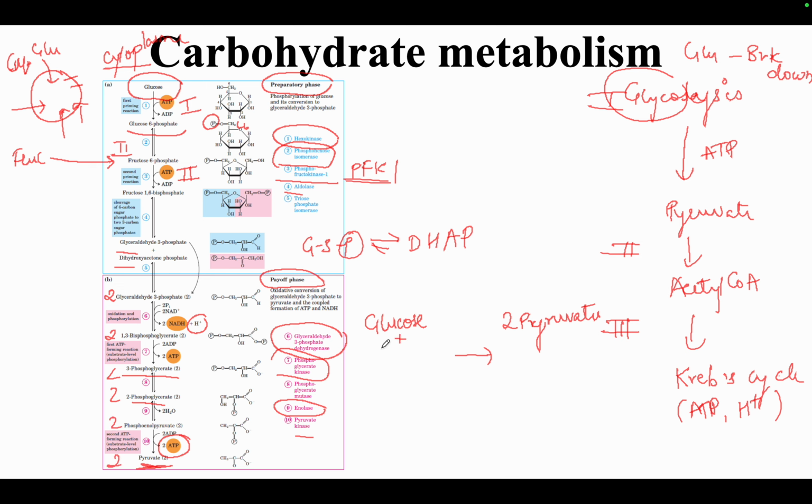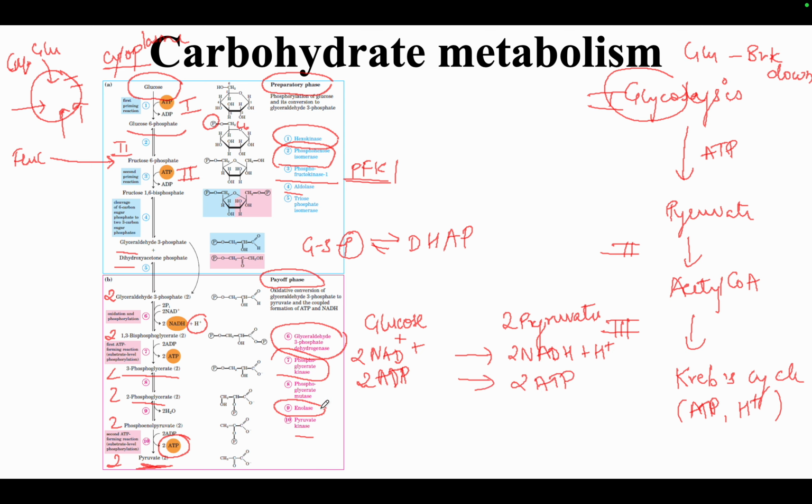And apart from glucose, what do we have? What are we getting? We are getting 2 molecules of NAD plus. NAD plus is involved, so we are getting 2 molecules of NADH plus H plus, that is 2 reducing power, 2 hydrogen reducing power, and 2 molecules of ADP. Okay, we'll get 2 molecules of ATP.